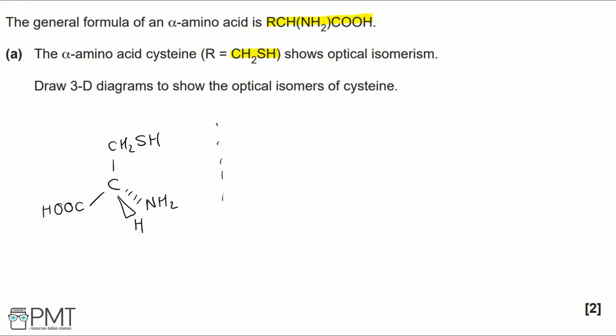So if we draw the mirror image of this structure, we would again have our central chiral carbon, but our dashed wedge with NH2 and our solid wedge with hydrogen are on the opposite sides, and so is our carboxylic acid group. Our R group remains at the top though, and these are our 2 optical isomers of cysteine. To get the 2 marks for this question, you must have both structures correct.